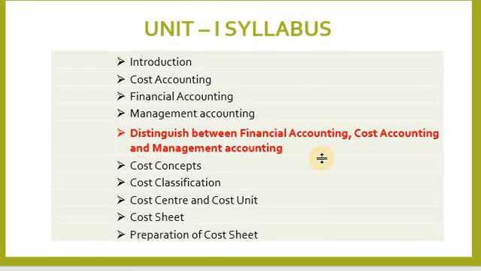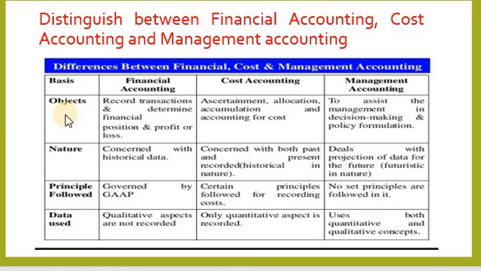Let's go once again. I repeat. The first base is objective. What are the objectives of these departments? What is the objective of preparation of financial statements? Here, estimation, allocation and control of cost. Here, for the purposes of decision making and policy formulation. Here, based on nature, based on historical data, based on both present and past data. Here also, based on past data, they will decide the projection for the future.